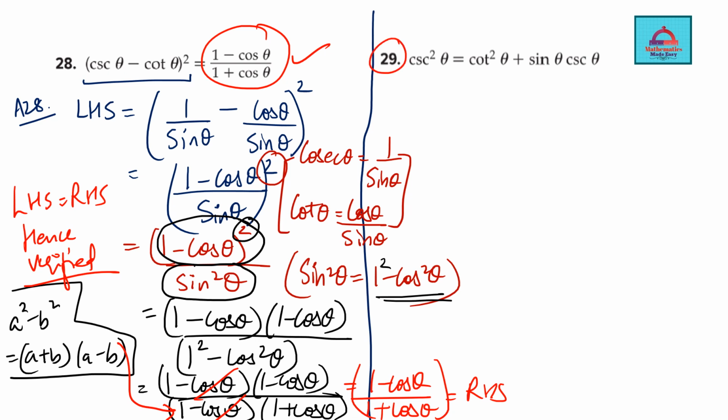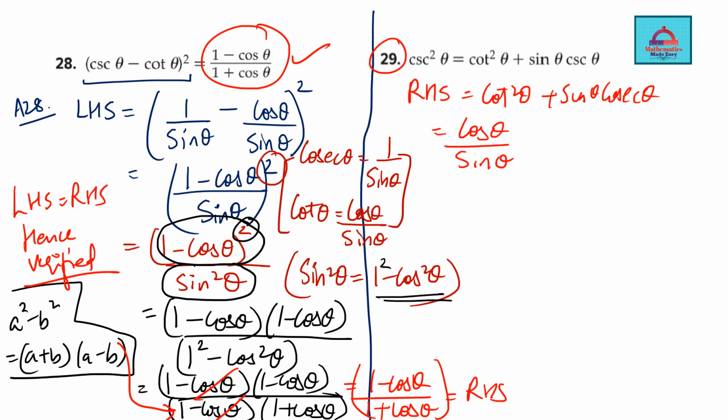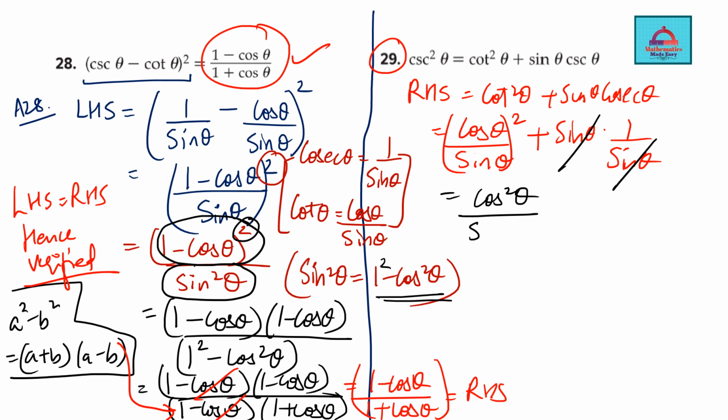Coming to question 29, I'm going to begin with the right side, which is cot square theta plus sine theta cosecant theta. And by now you know the trick. We have to convert everything to sine and cos. So let's put the value of cot. Cot is the quotient of cos over sine, not to forget the square. And then cosecant is the reciprocal of sine. When we do that, there are cancellations that happen. So if I open this now, I get cos square over sine square plus 1.